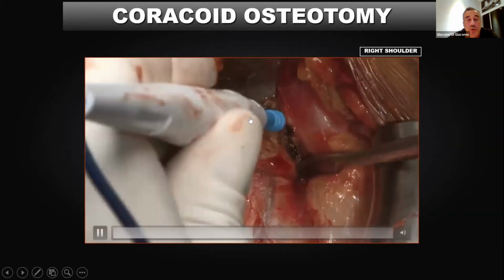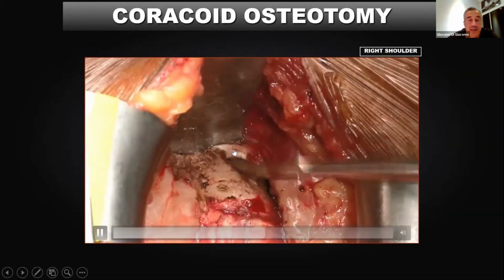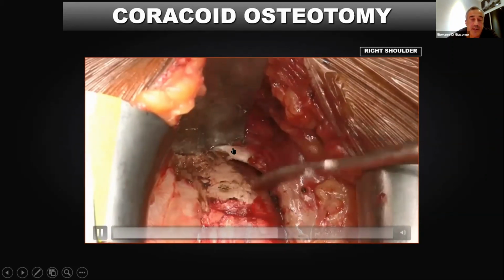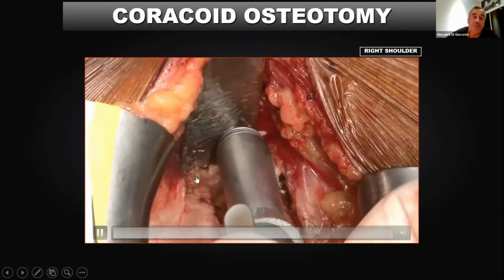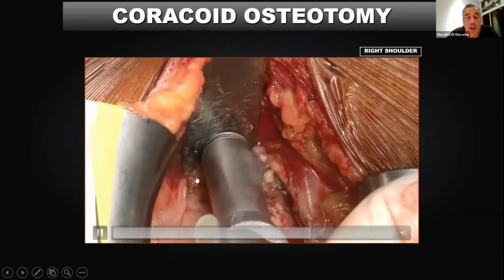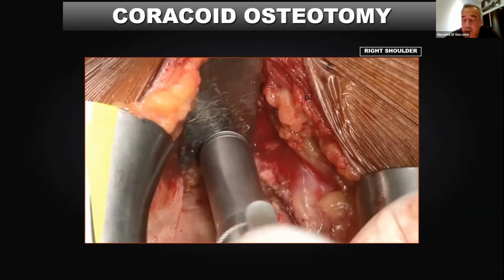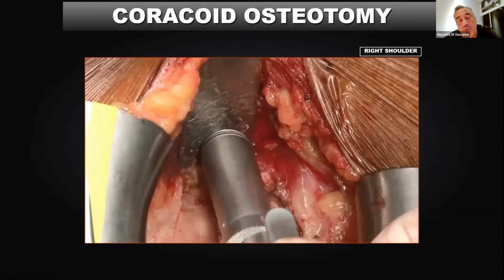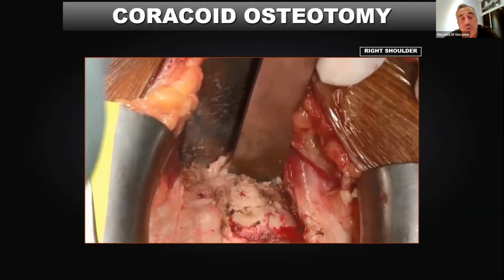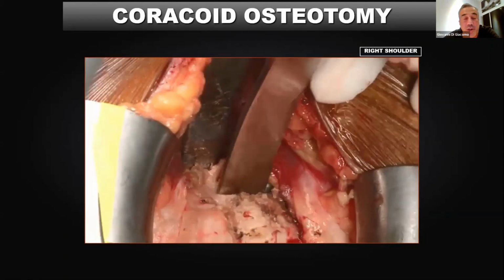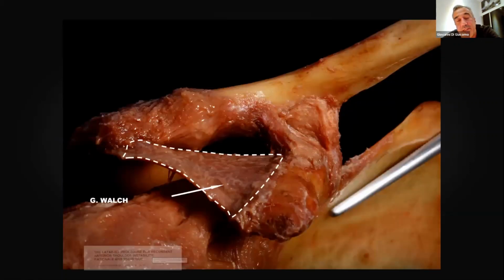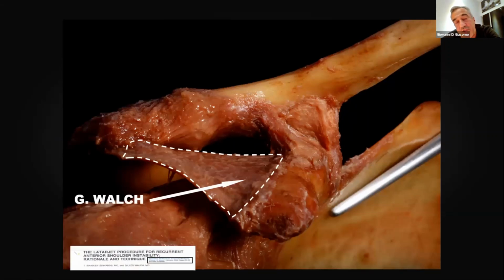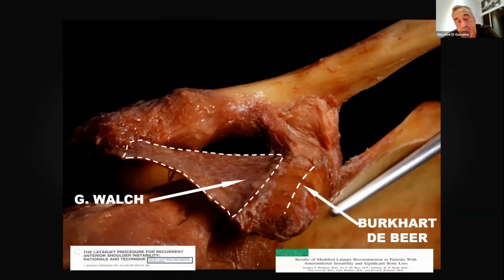I want to have a good view of the coracoid. You can see here the pectoralis minor tendon. Then I perform, from superior to inferior at the level of the knee of the coracoid, a coracoid osteotomy that mostly is around 20-22 millimeters. It is very important to have a good piece of the coracoid. This is a very nice image of the anatomy of this superior district of the shoulder.